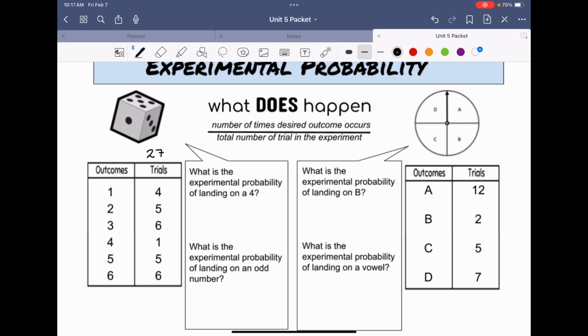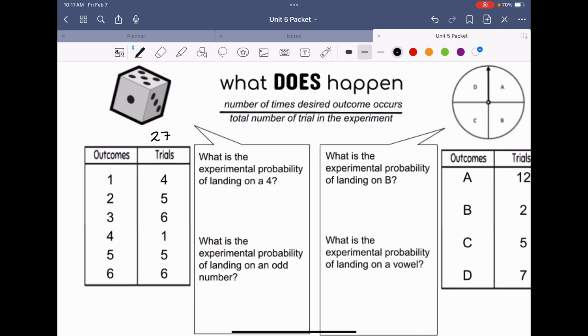trials. So if I want the experimental probability of landing on the 4, I'm going to write my probability sentence just like I did. Probability of 4, because I take what they're asking me and plug it into the parentheses, equals the number of desired outcomes. So probability of landing on a 4, well, here's my 4. It landed on 4 only 1 time. So that would be 1 out of the total number of trials that we did, 27.